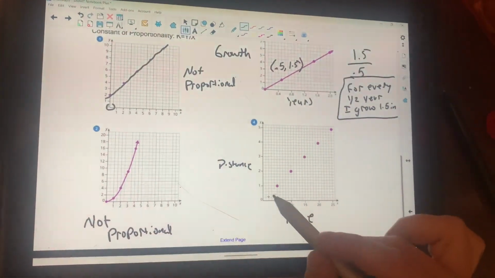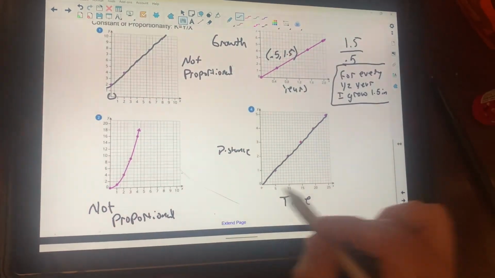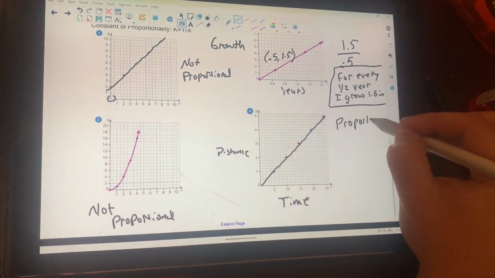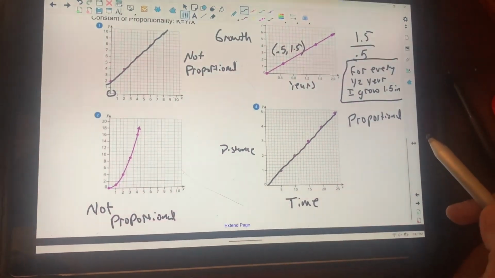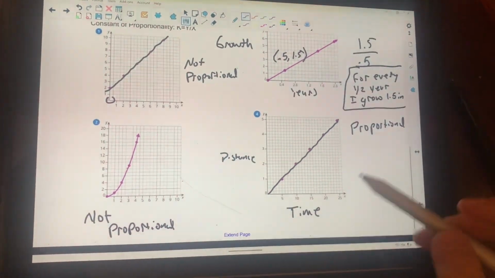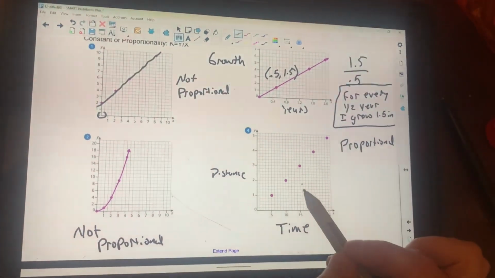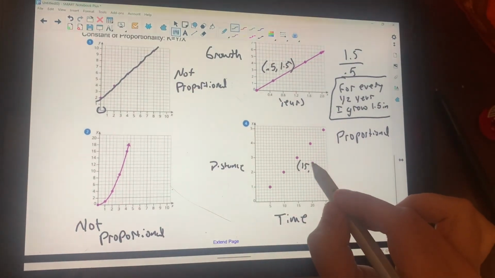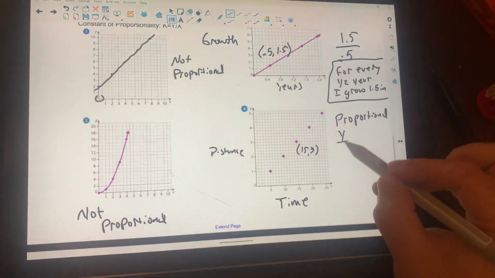Now, if I go down to this graph, if I draw the line, it is a straight line, goes through 0, 0. It's also proportional. Since it's proportional, that means that there's going to be a constant of proportionality. So I'm going to erase this so we can see our points a little better. I'm going to go to this point right here. It's at 15, 3. So to get the constant of proportionality, we remember it is y over x.